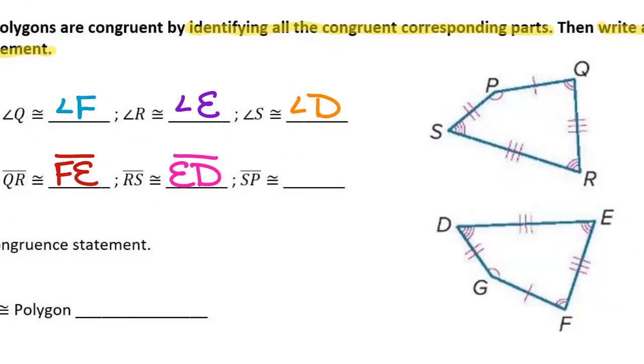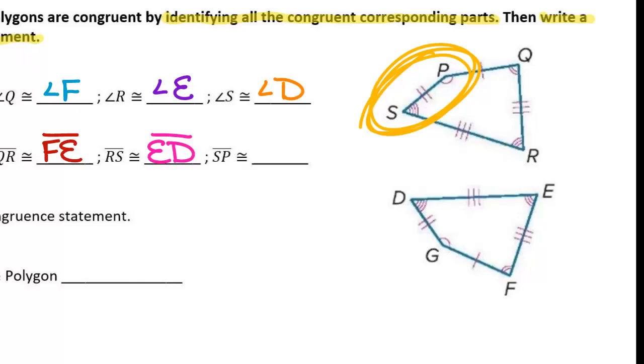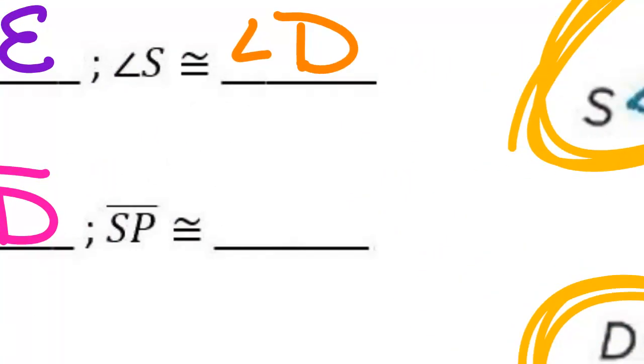And last but not least, we have segment SP. What does that correspond to? What is that congruent to on the other figure? Yep, DG right here. Or GD.